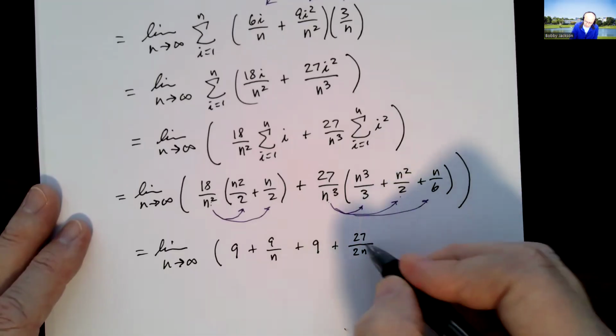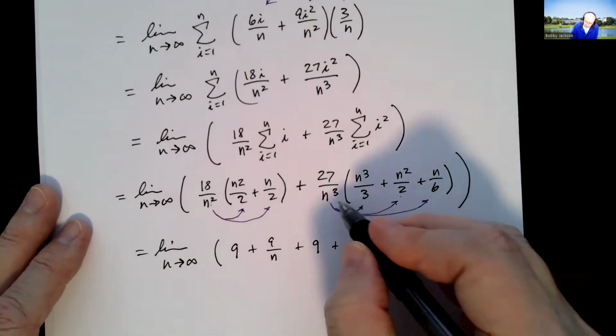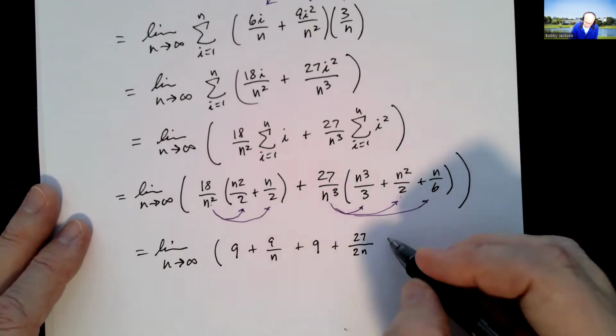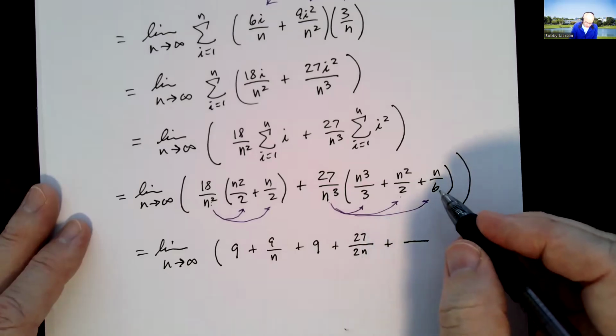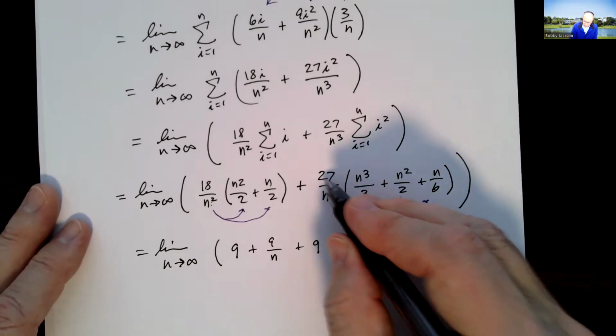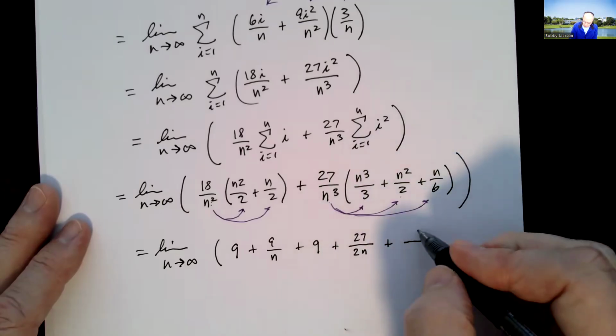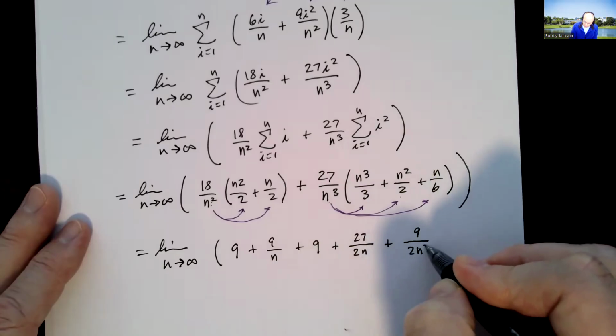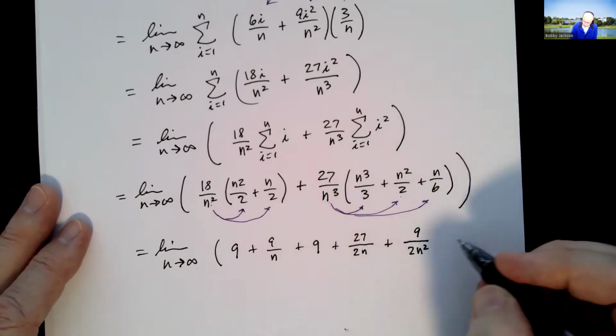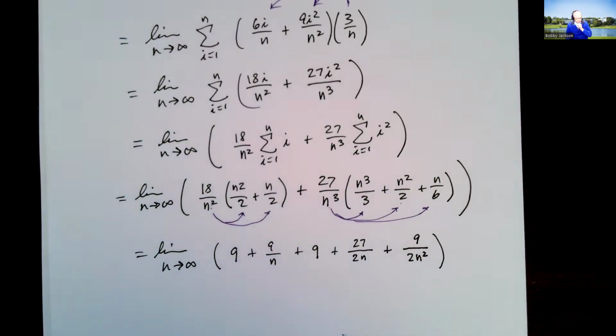27 over 2n. Here, n cubed in the bottom, n in the numerator, I'll be left with an n squared below, and I've got 27 sixths. 27 sixths has a common factor of 3. That's 9 halves, so we'll get 9 over n squared, right? Because it's n over n cubed. So there is the simplification.